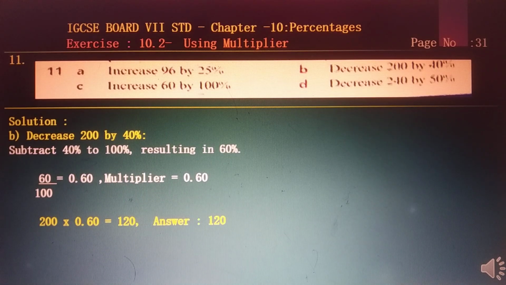And B, decrease 200 by 40%. Subtract 40% from 100, resulting in 60%. The multiplier, 60 upon 100, we are getting 0.60. 0.60 into 200, we are getting 120. Answer is 120.